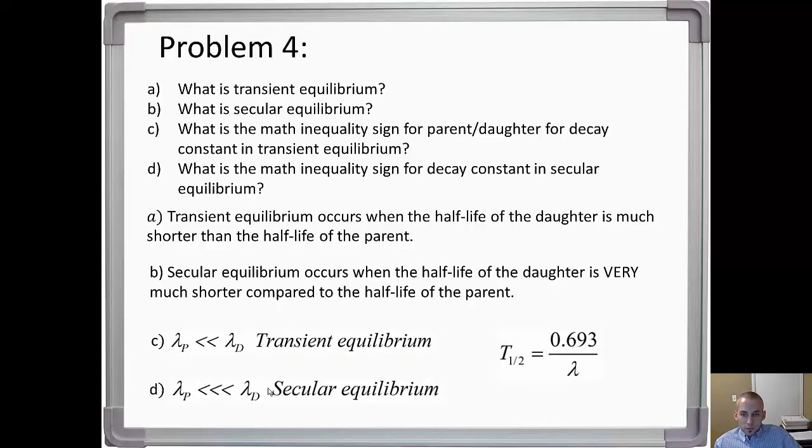If you remember the formula for half-life, it is inversely related to the decay constant. My recommendation would be to memorize transient equilibrium in terms of half-lives, because I think it's more intuitive that way. Transient equilibrium: half-life of the daughter is much shorter than the half-life of the parent. Secular equilibrium: half-life of the daughter is very much shorter than the half-life of the parent. And if they ask you with respect to decay constant, just use the inverse relationship to get the answer, to keep things simple.